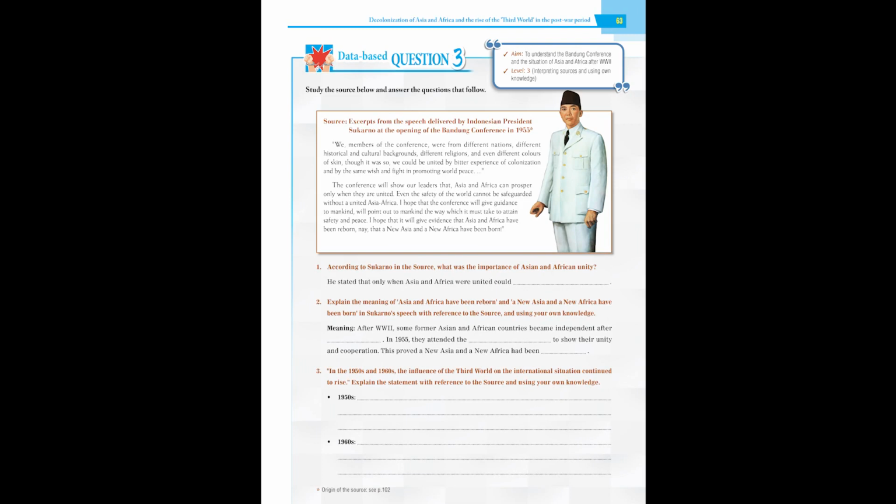Data-based question 3. Aim: to understand the Bandung Conference and the situation in Asia and Africa after the Second World War. Level 3. Interpreting sources and using own knowledge. Study the source below and answer the questions that follow. Source: excerpts from the speech delivered by Indonesian President Sukarno at the opening of the Bandung Conference in 1955.